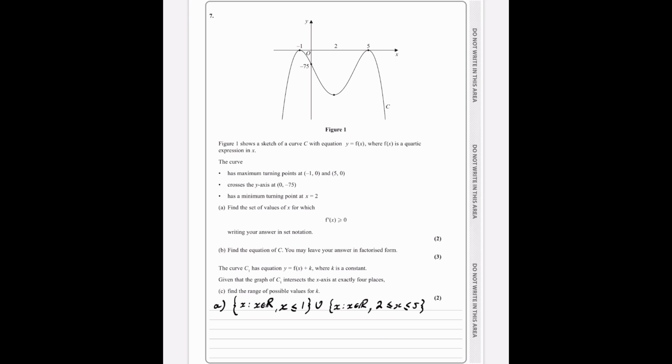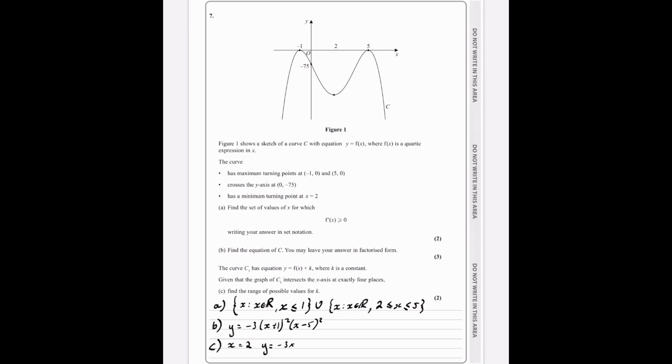Then for b, because we have 2 repeated roots, we can write this as x plus 1 squared times x minus 5 squared, and then just have a think about what we need to multiply that by to make sure it goes through 0, negative 75. If you think about expanding out the constant parts, we'd end up with 25, so we need to multiply 25 by negative 3 to hit that 0, negative 75. So y equals negative 3 times x plus 1 squared times x minus 5 squared.